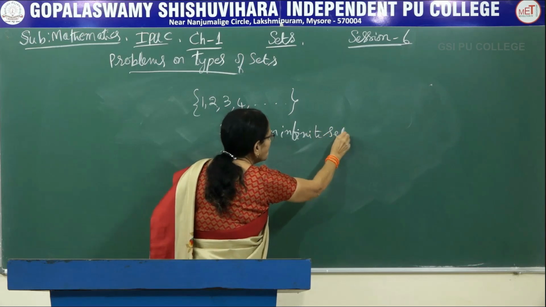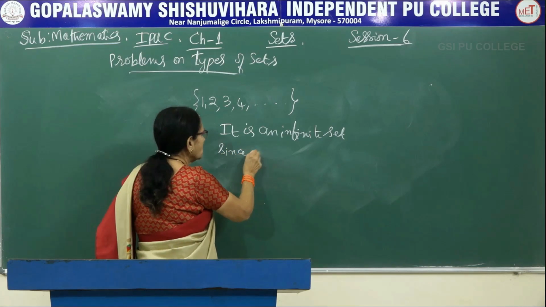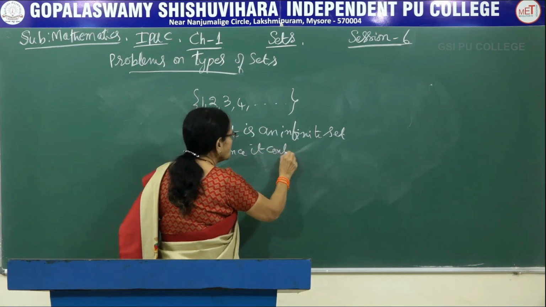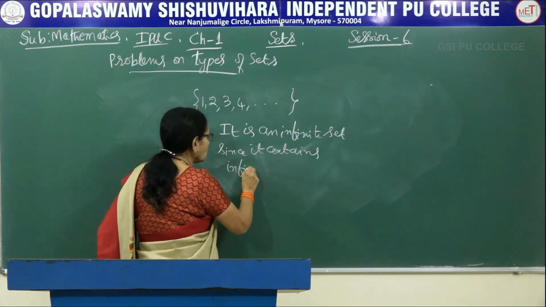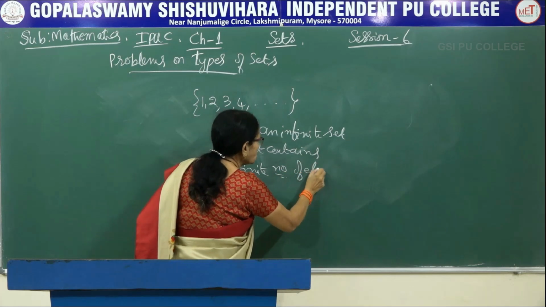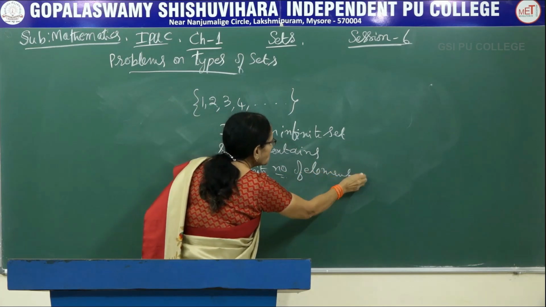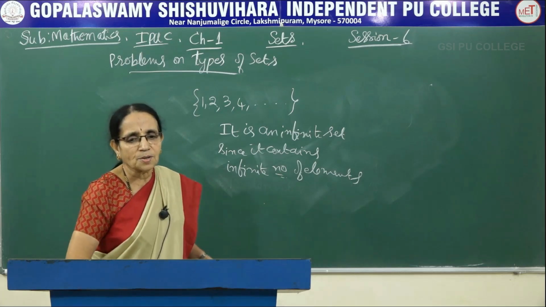It is an infinite set. What is the reason here? Since it contains an infinite number of elements. We do not know the exact number of elements, therefore we call it an infinite set.